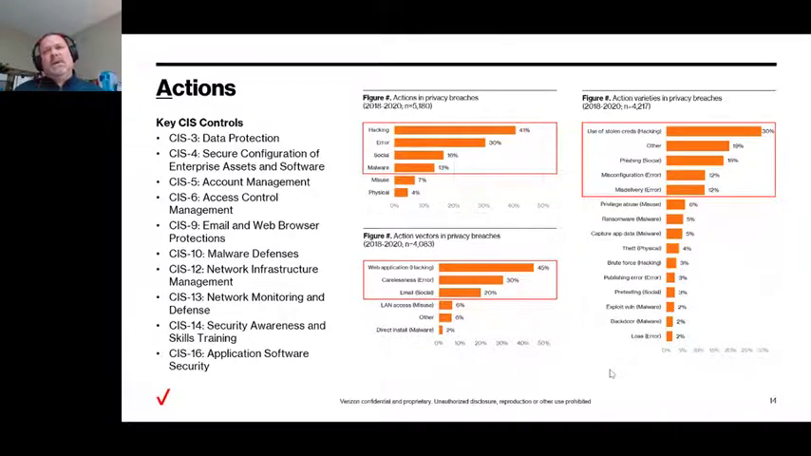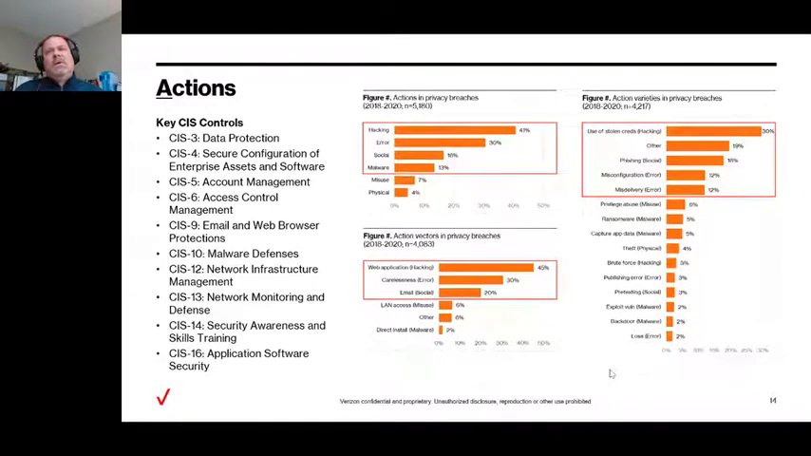So use of stolen credentials, which is a hacking action variety, is 30% of the time within privacy breaches. And use of stolen credentials is pretty high in terms of overall breaches. It typically will be at least in the top 2. And currently in this year's DBIR, phishing is number 1, followed by use of stolen credentials. Phishing is a social action variety.